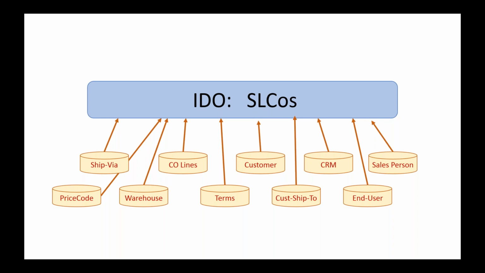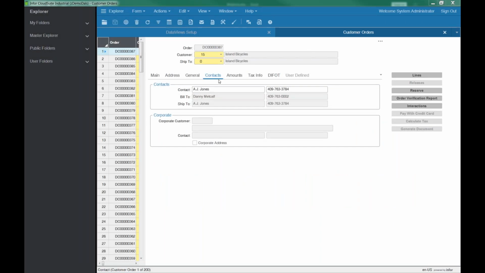I don't remember what the acronym is, but basically an IDO is a collection of data elements from typically multiple tables. There are some IDOs out there that are just for one table, but as an example, including but certainly not limited to, for your customer orders, you've got all these tables that are joined here and presented to you at the IDO level. So how does that actually happen? Let's go back into our application here.